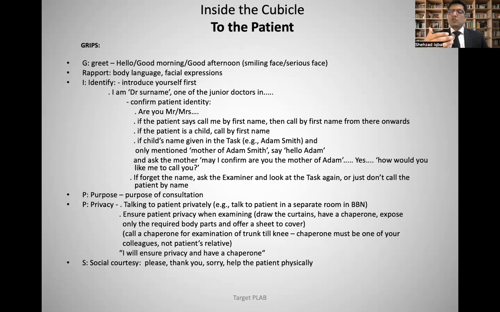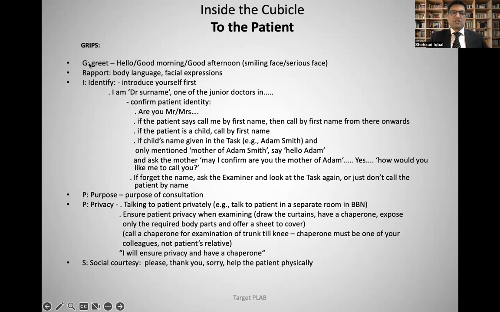So when you enter the cubicle and you start your consultation, what do you start with? You start with introductions, making the bonding, reassuring the patient that you are there to help. So for that, the mnemonic that will help you is GRIPS.